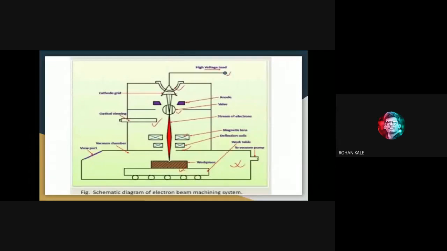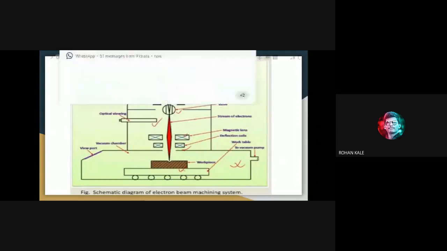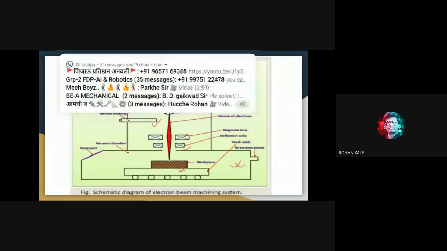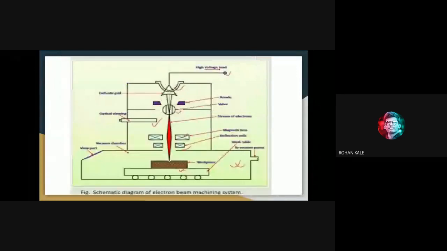If air is there in your machine chamber, it will immediately be oxidized. So to avoid the oxidation of this tungsten filament cathode, this vacuum chamber is used. It also avoids the collision of the electron beam with air molecules, which would reduce the strength of the electrons. So the second reason is to avoid oxidation of the tungsten filament cathode, so a vacuum chamber is used.